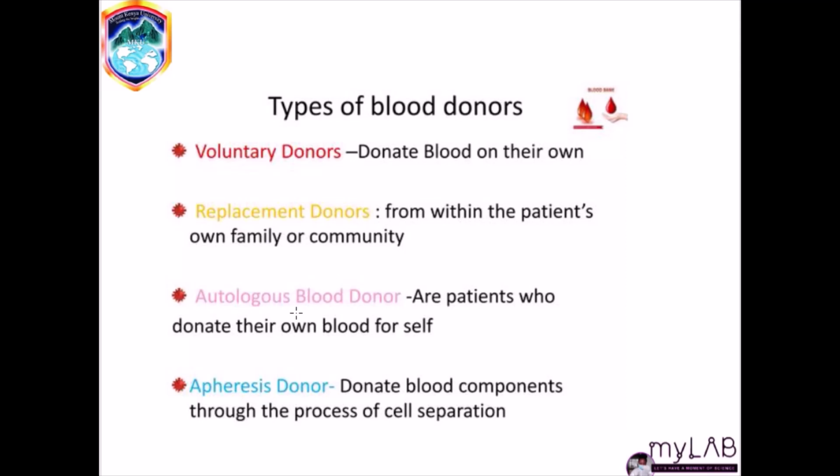And then we have autologous blood donor, and here is where a patient donates blood for themselves. Maybe the condition they are suffering from does not affect their blood, and therefore they can be able to give, and that blood can be used for their therapy. Then we have apheresis donors. These ones donate blood components through a process called cell separation, and usually this is a specialized machine that is only able to pick the blood component of choice. Maybe it's the platelets, maybe it is the red blood cells, and so on.